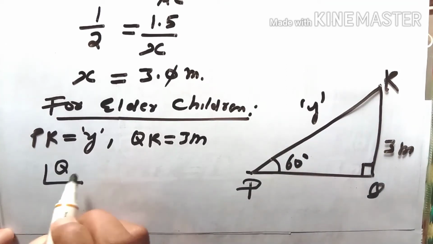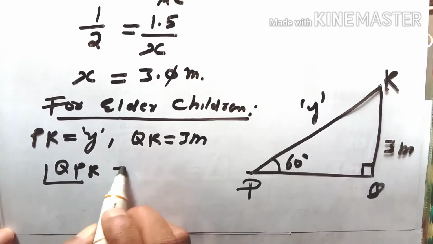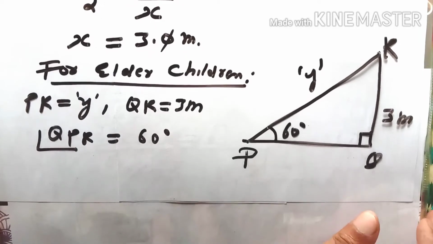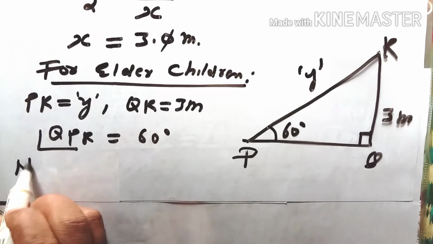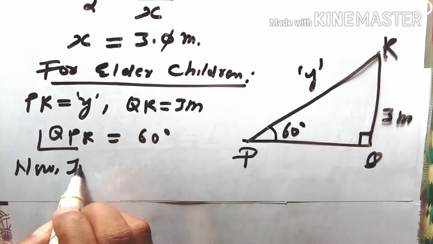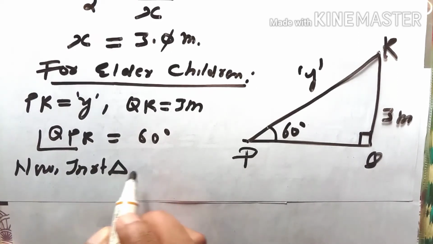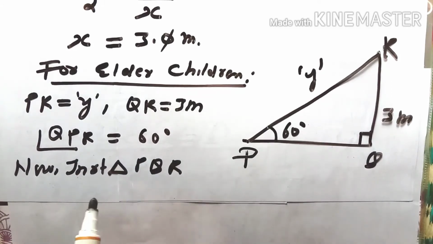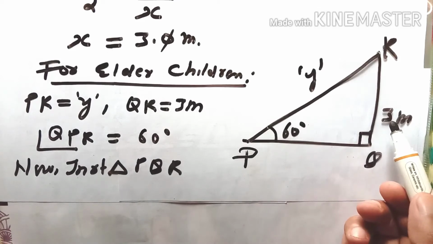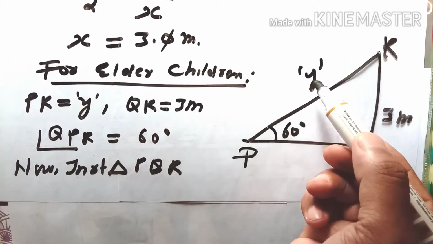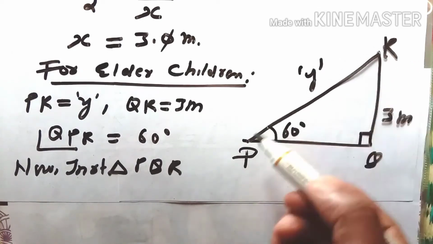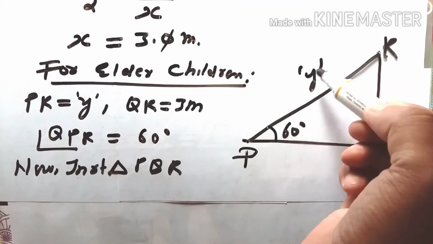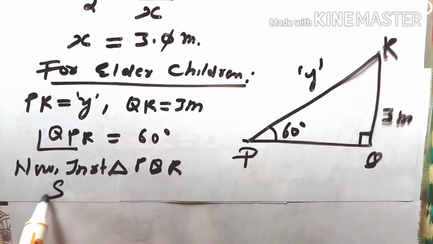So taking here QPR equals 60 degree. After that consider the triangle here. Now that is in right triangle PQR. So again here the opposite side, and we need the hypotenuse side, which is our length of the slide. So again this question also relates with the hypotenuse side, so we can take the ratio of sine.